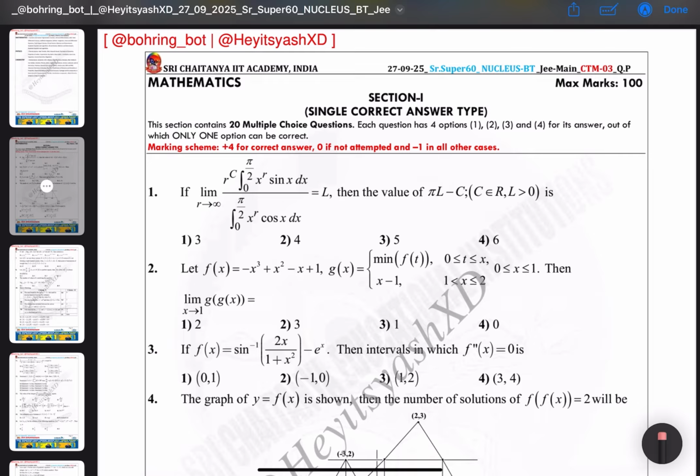In this video, we are going to solve this JEE Main question paper from one of the coaching institutes, Sri Chaitanya. It was held very recently, on the 27th of September. We will not be solving all the questions here. We will pick some questions from this paper and solve them, and maybe I'll add a few more videos showing the solutions of the complete question paper.